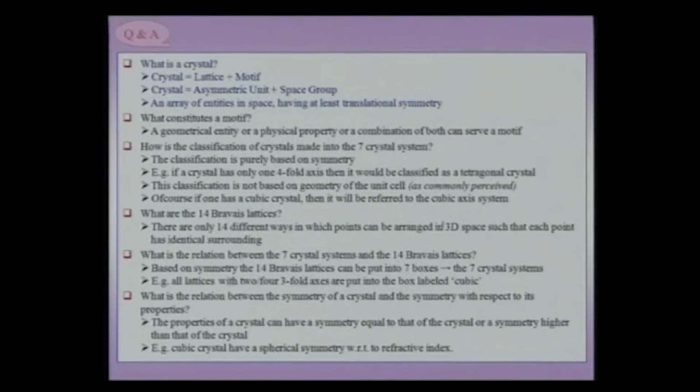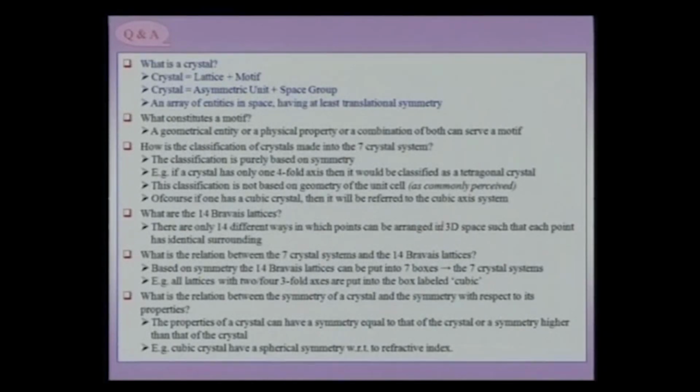What are the 14 Bravais lattices? There are only 14 different ways in which points can be arranged in 3D space such that each point has an identical surrounding. What is the relationship between the 7 crystal systems and the 14 Bravais lattices? Based on symmetry, the 14 Bravais lattices can be put into 7 boxes, the 7 crystal systems. Example, all lattices with 2, 4, 3-fold axes are put into the box labeled cubic.